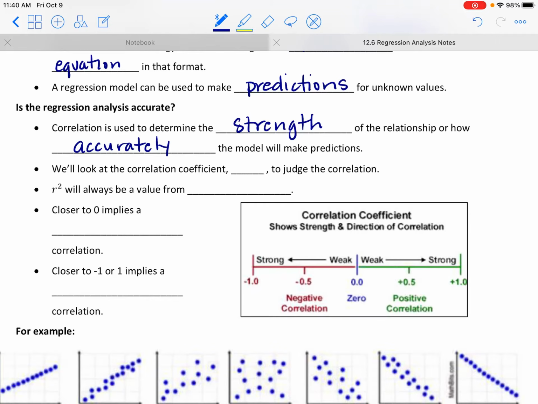So we're going to look at something called a correlation coefficient, and that is going to be represented by the variable r squared. Again, that's going to be used to judge how good our model is, how closely aligned to the data it is. And r squared is always going to be a value from -1 to +1, where -1 is the lowest it could be and +1 is the highest it could be. So if you're at -1 or +1, you have the absolute lowest or absolute highest. Those are the strongest possible correlations.